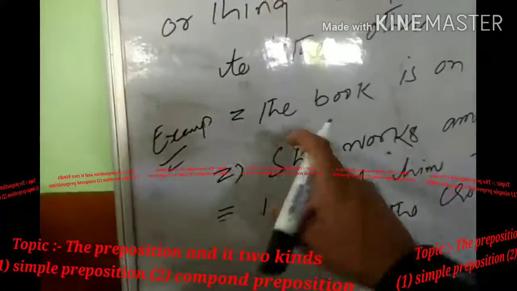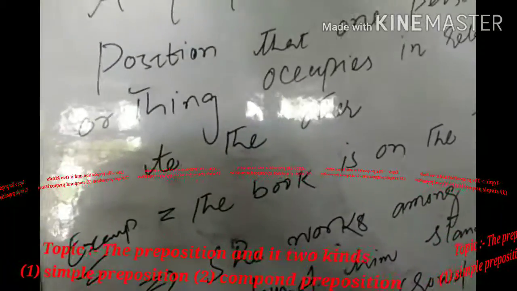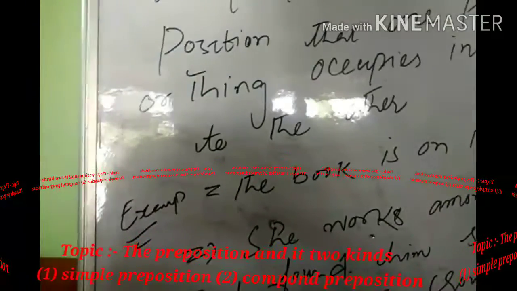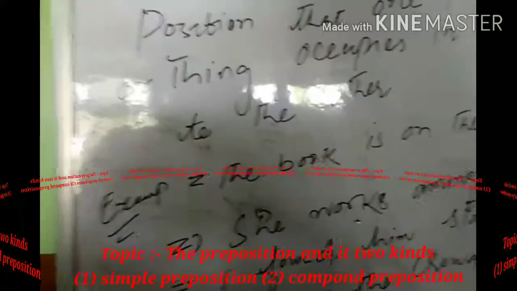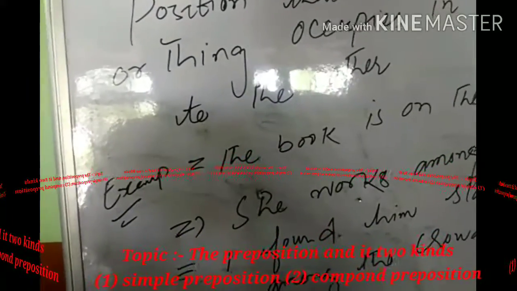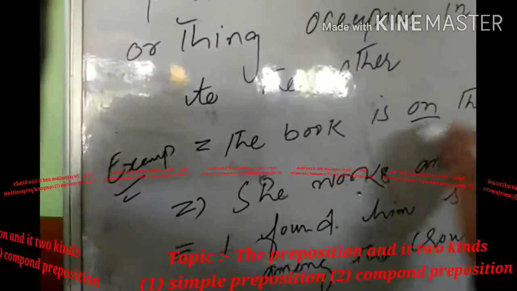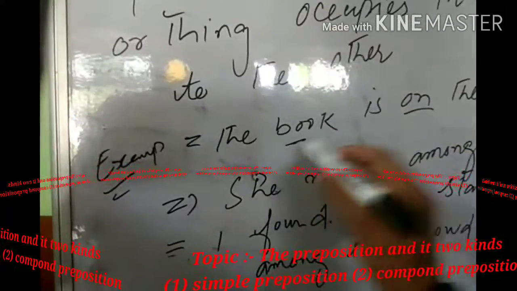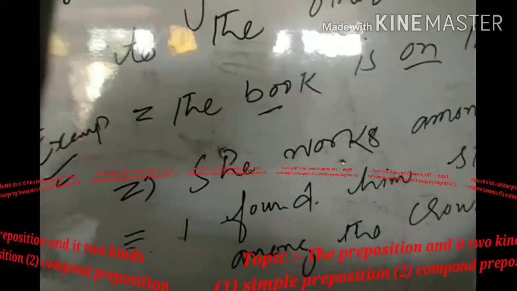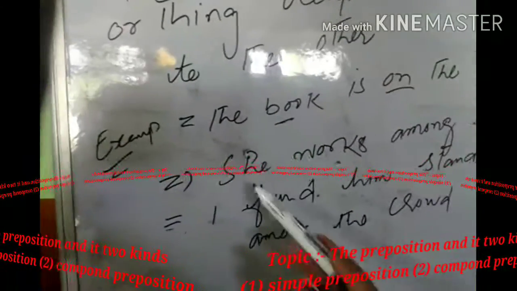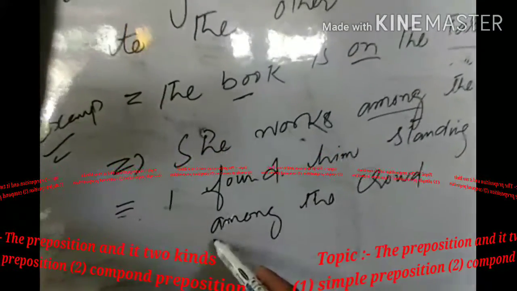If we see that the book is on the table, the first example, I will try my best to help you understand what is meant by preposition. In the first sentence, the book is on the table. So on in the above sentence shows the relation of the book to the table. In another sentence, she works among the poorest. Here among shows the relation.